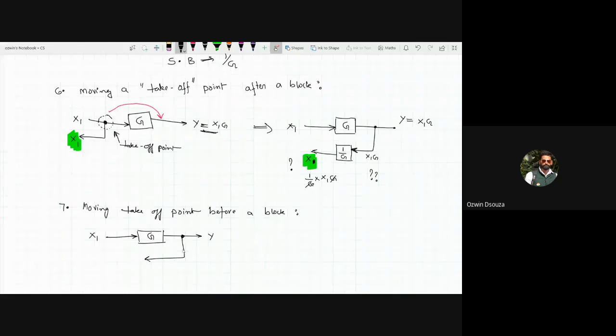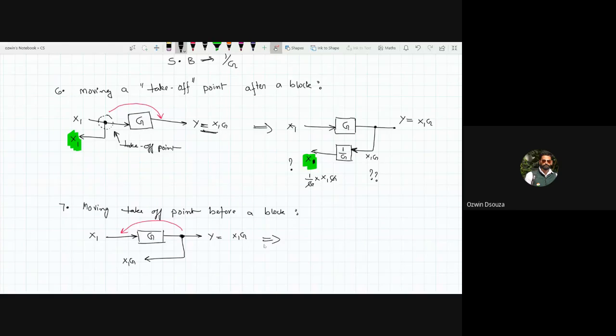Okay. And what you are trying to do is shift this takeoff point before this block G. So before doing that, let us try to find the output in as it is state. So X1 is the input. So the output of the top block is X1 into G. And the same signal is being carried forward, right? It is like you have tapped the output. So how much are you tapping? You are tapping X1 G units, right? So this is X1 into G.